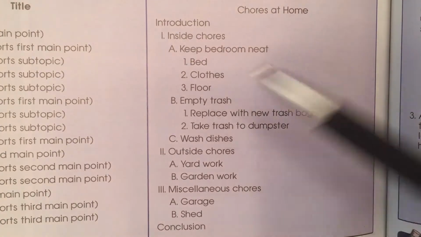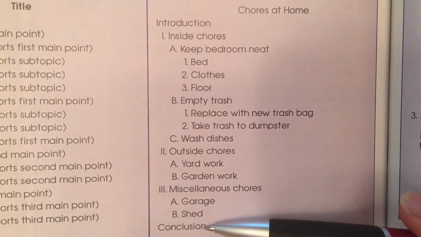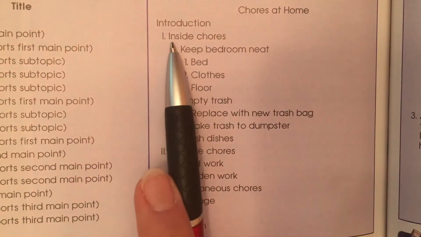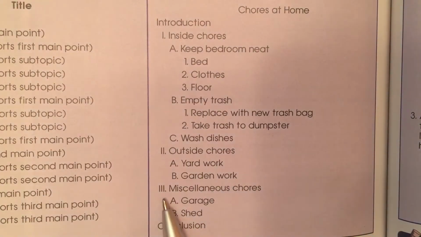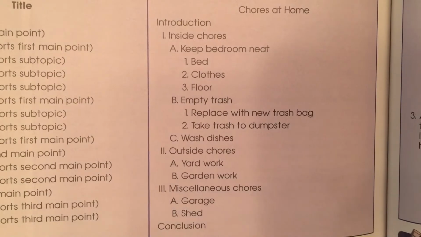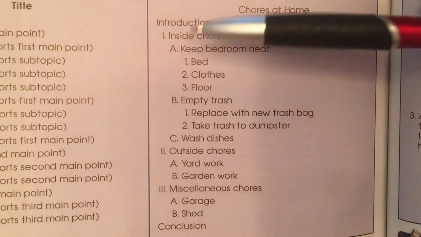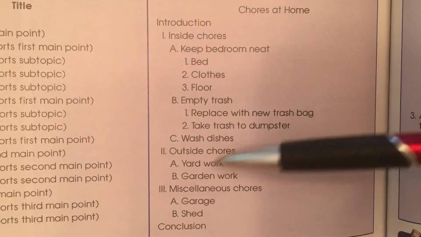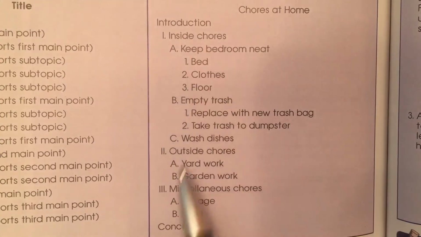Chores at home. They're going to have an introduction and a conclusion to their essay. Their first main topic is going to talk about inside chores. Their second main topic, they're going to talk about outside chores. Third main topic, they're going to talk about miscellaneous chores. Okay, so inside chores, outside chores, miscellaneous chores. You notice that these are all adjective, noun, adjective, noun, adjective, noun. Or you could just call it noun phrases, okay? So these all start the same way.